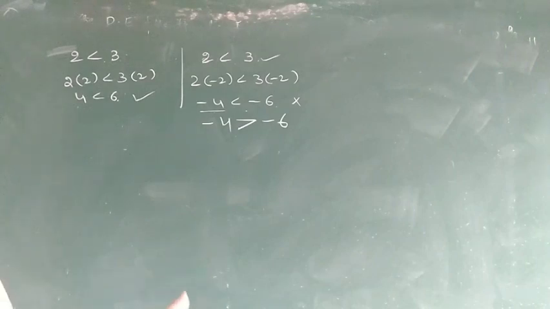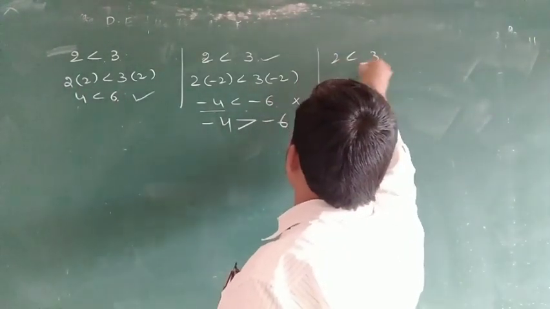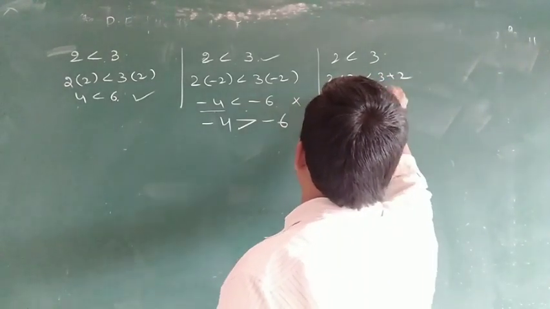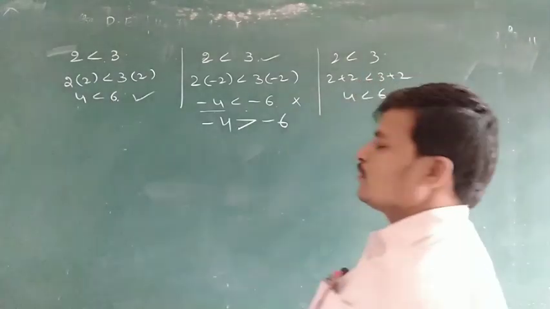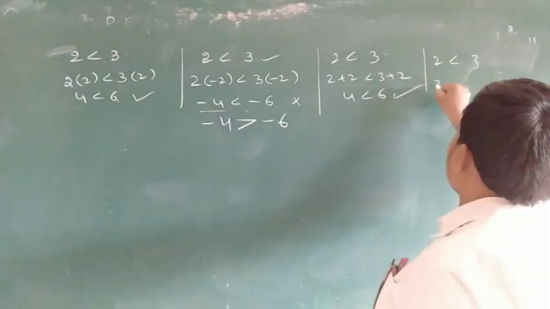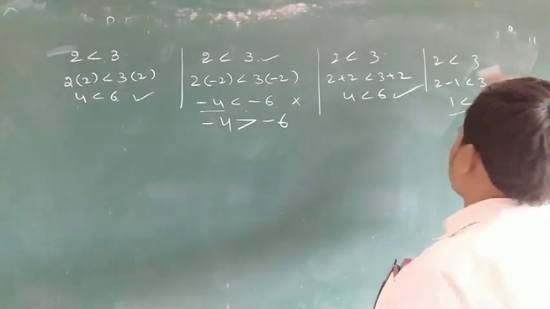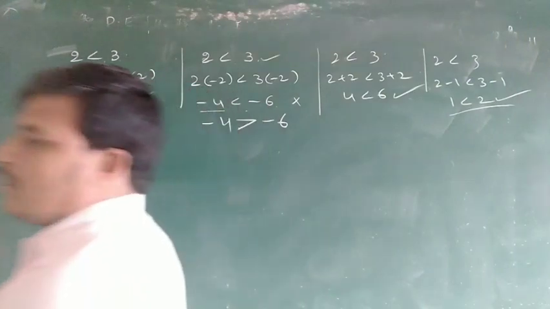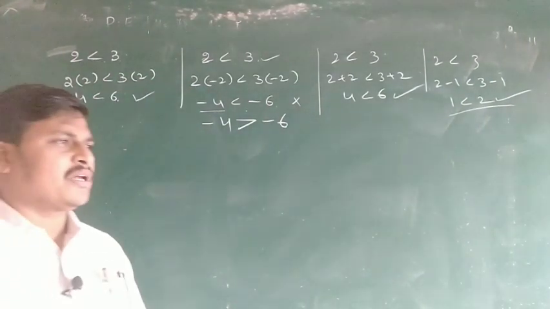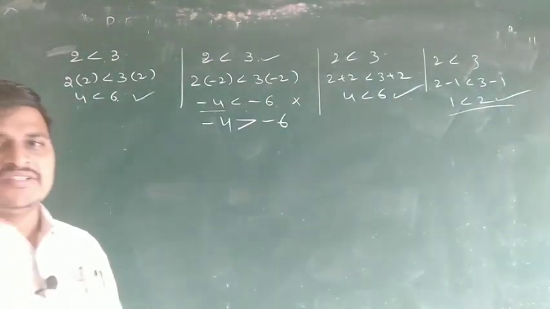Rule number 1 is the normal one: adding or subtracting. For example, 2 less than 3, adding 2: 2 plus 2 less than 3 plus 2, so 4 less than 6, correct, no change. Subtracting, for example 2 less than 3: 2 minus 1 less than 3 minus 1, so 1 less than 2, correct, 1 less than 2 is true. So adding or subtracting any number, negative or positive, the sign does not change.